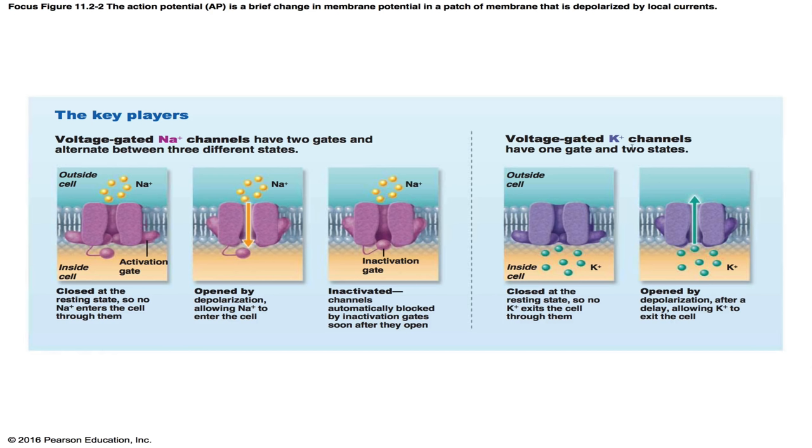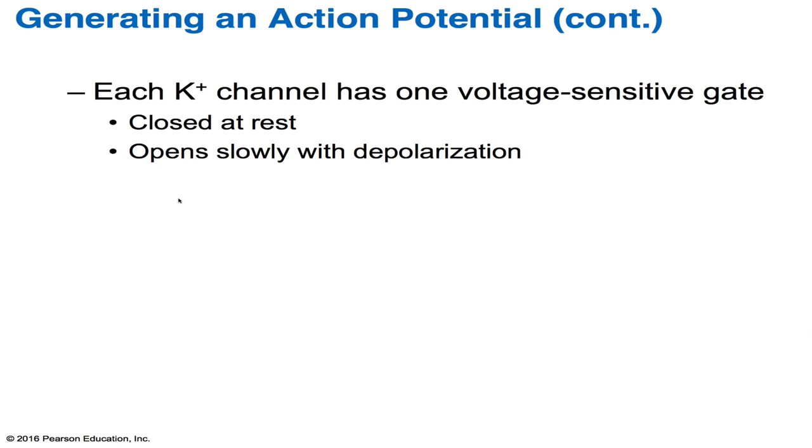And this is a voltage-gated channel for potassium. One of the things you want to notice is that sodium has two gates, whereas potassium has only one gate. This potassium channel, as you can see over here, is closed at the resting state, so no potassium is able to exit. Once the potassium channel has been depolarized, the potassium is able to exit the cell. As we saw in the previous picture, each potassium channel has only one voltage-sensitive gate, and it's closed at rest, and it will open slowly with depolarization.